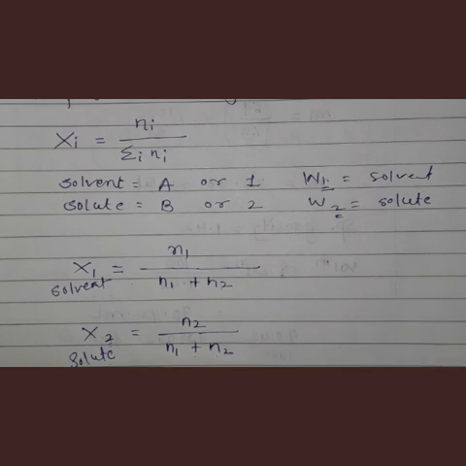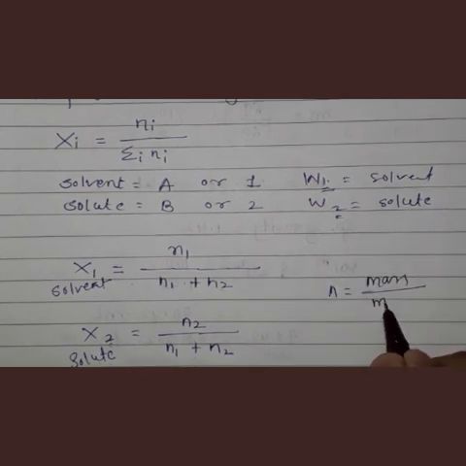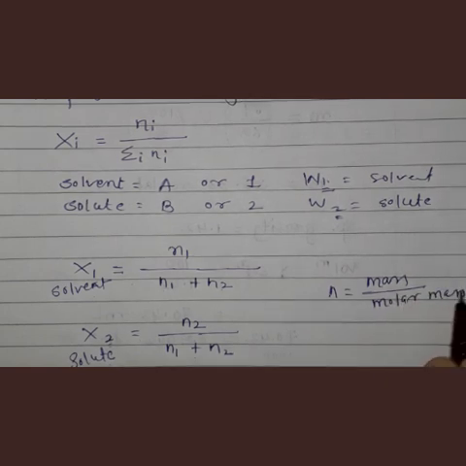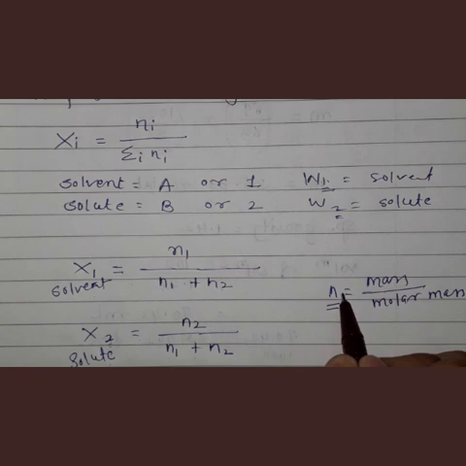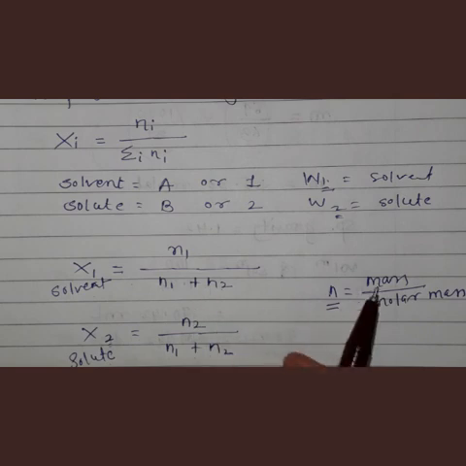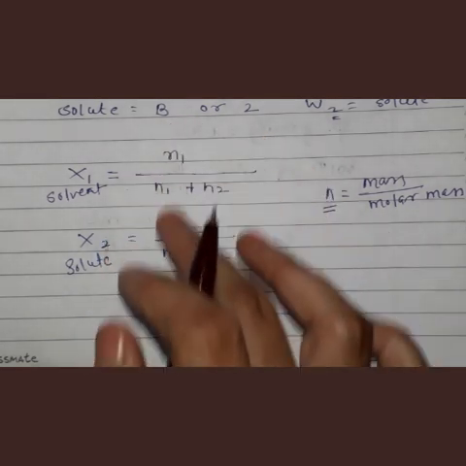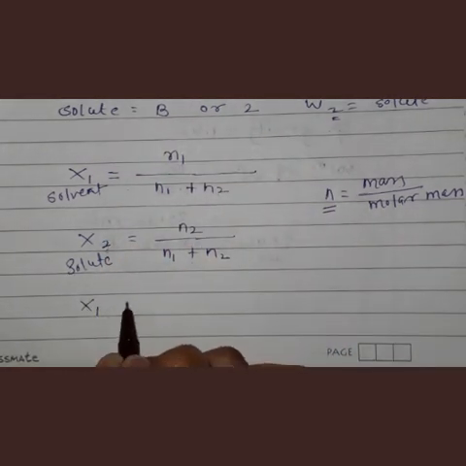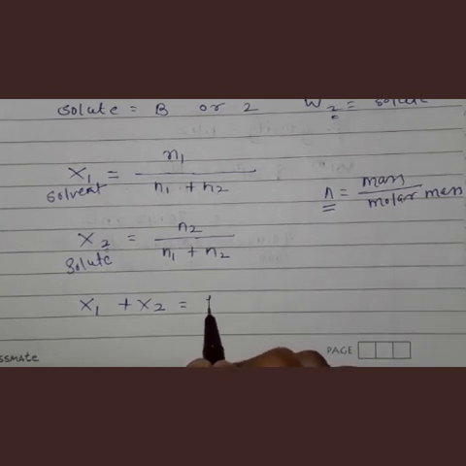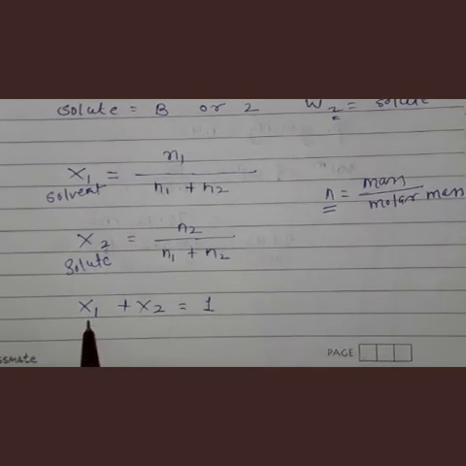Okay, and we know how to find the number of moles. Number of moles, n is equal to mass upon molar mass. By using this formula we can calculate n, the number of moles, and by using number of moles we can calculate mole fractions. Understand? So let us see next. From these two formulas we can also say that x1 plus x2 is equal to 1. Mole fraction of solvent plus mole fraction of solute is always equal to 1. Understand? Now let us see one example.